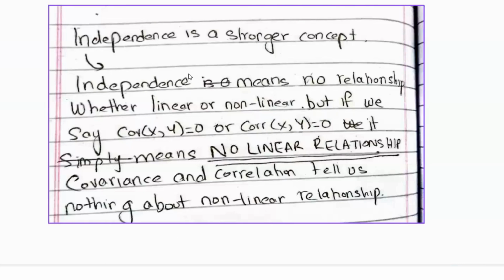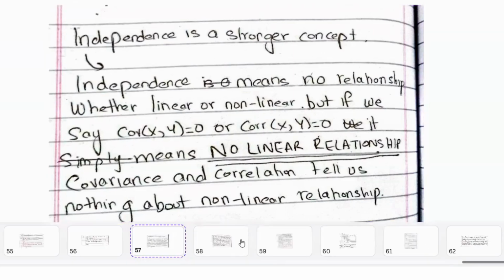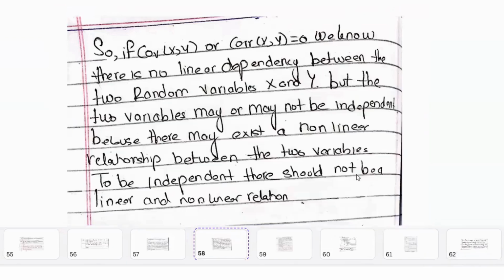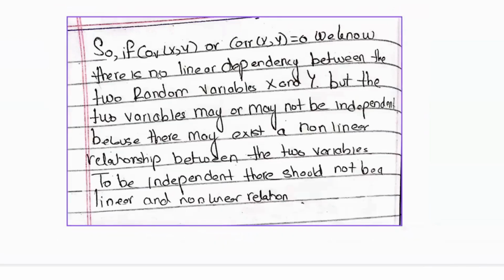But when we say covariance is zero or correlation is zero, it simply means no linear relationship, because covariance and correlation only measure linear relationship. They tell us nothing about non-linear relationship. So if the covariance or correlation is zero, we know there's no linear relationship between x and y, but the two variables may or may not be independent because there still may exist a non-linear relationship between them, which covariance cannot capture. So zero covariance simply means there's no linear relationship, but there may or may not be a non-linear relationship, and so they may or may not be independent.